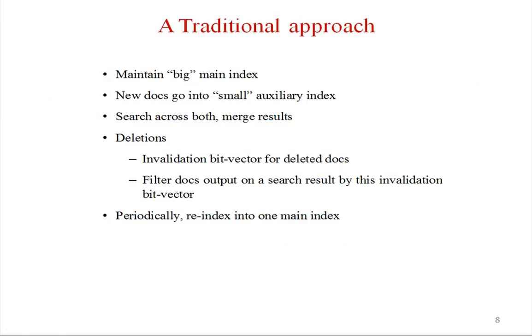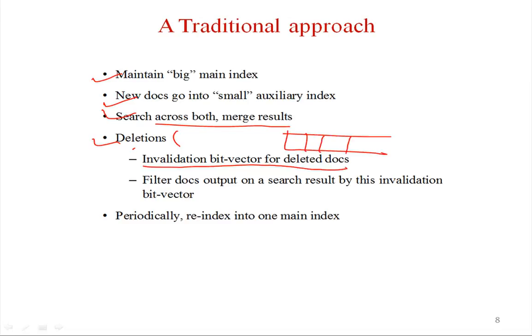This is the traditional approach. Maintain a big main index. New documents go to a small auxiliary index. Search across both and merge results. Deletion creates the main problem. Suppose we delete a record from a huge bunch of records, then we require a lot of shifting of records. So the best thing is to use a bit vector based scheme that says whether it exists or not, like that.